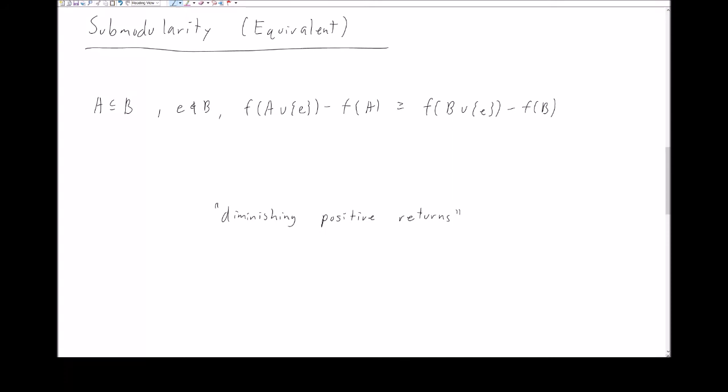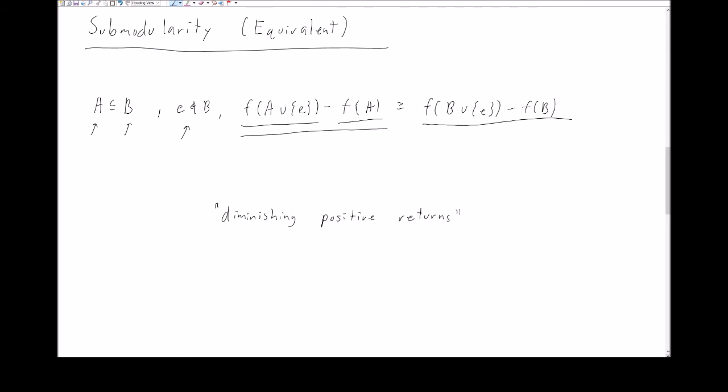In addition to the original definition of submodularity, we can use another equivalent definition. This equivalent definition looks at two sets, A and B, and some element E that's not in either A or B. Now we look at the function evaluated at A and E together and subtract out the function evaluated at A. On this side, what we're really evaluating is the additional amount of value we get by adding E to the set A. On the other side, we see a similar thing, but now we're looking at the additional value we get by adding E to the set B.